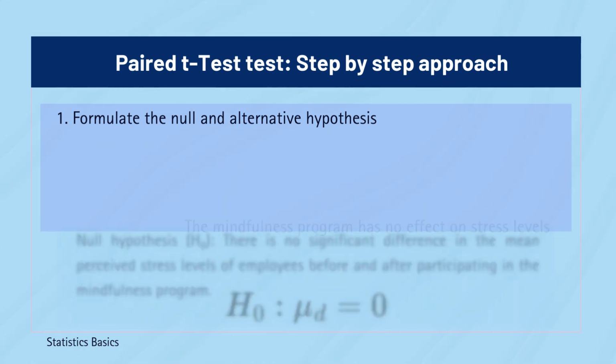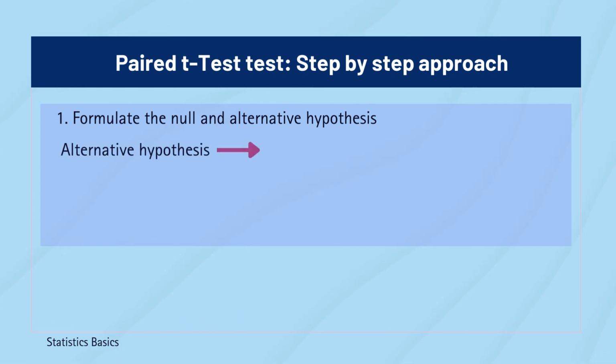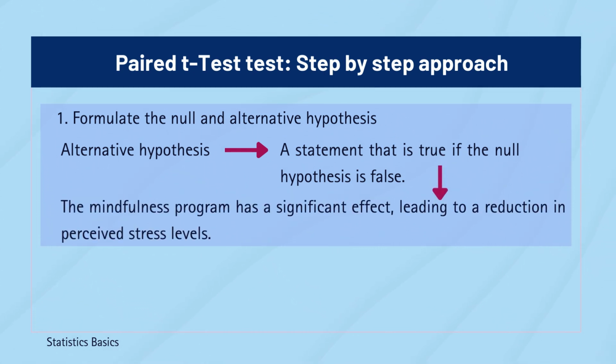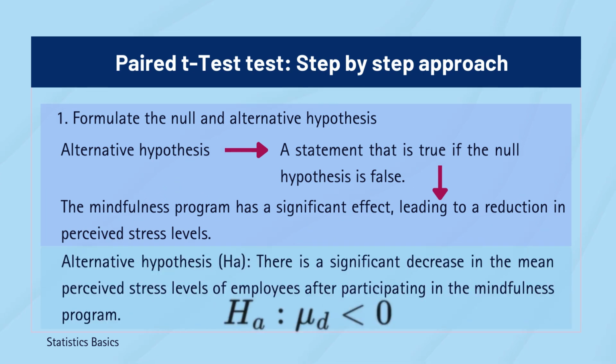in the mindfulness program. An alternative hypothesis is defined as the statement that is true if the null hypothesis is false. This suggests that the mindfulness program has a significant effect, leading to a reduction in perceived stress levels. In statistical terms, there is a significant decrease in the mean perceived stress levels of employees after participating in the mindfulness program. This is a left-tailed test because the alternative hypothesis includes the less than sign.